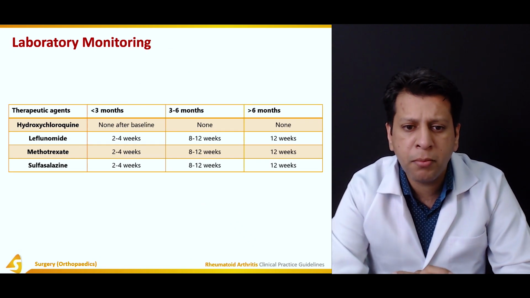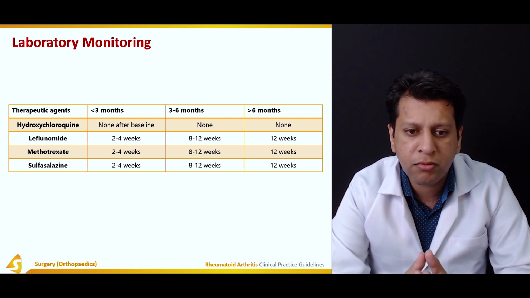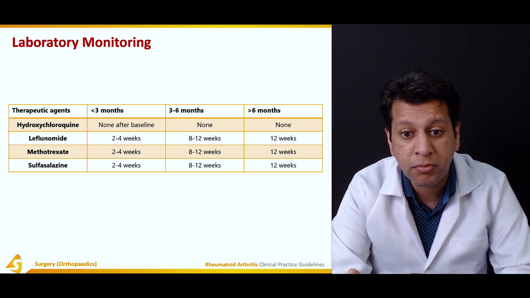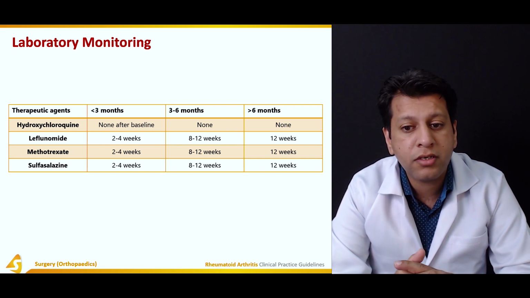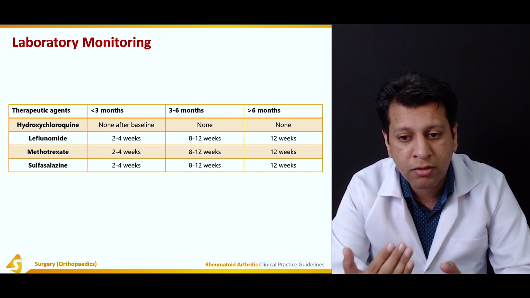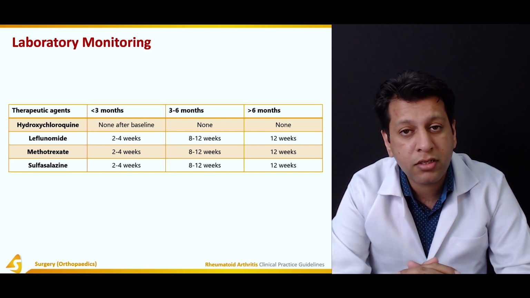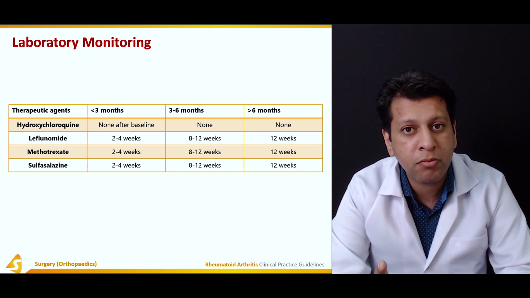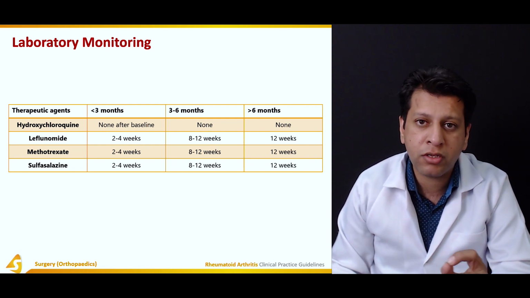Now, how to monitor them, especially if we are giving them methotrexate, the most common drug which is usually given? If the patient is taking it for less than 3 months, then we need to repeat the baselines at 2 to 4 weeks. If the patient is taking it for 3 to 6 months, then we repeat all the baselines of the patient every 8 to 12 weeks. If the patient has been taking it for greater than 6 months, then at 12 weeks, that is after every 3 months, all the baselines of the patient have to be repeated, to monitor the side effects of the methotrexate on the body.